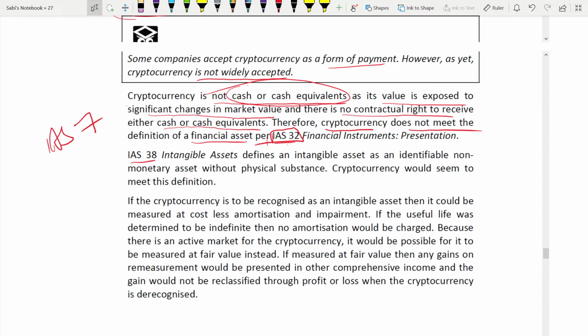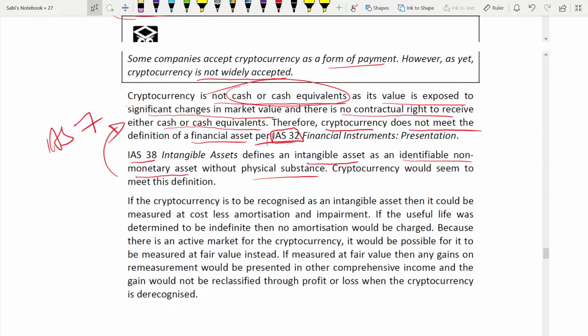Don't just say okay, it's not a financial asset, so it's an intangible asset. No, no, no. Your approach should not be like that. Your approach should be how we reach that intangible asset through some definitions. So IAS 38 defines an intangible asset as what? An identifiable non-monetary asset without physical substance. You cannot touch it, you cannot feel it, and it's also non-monetary. So cryptocurrency, we already saw in this paragraph, it's non-monetary, right?